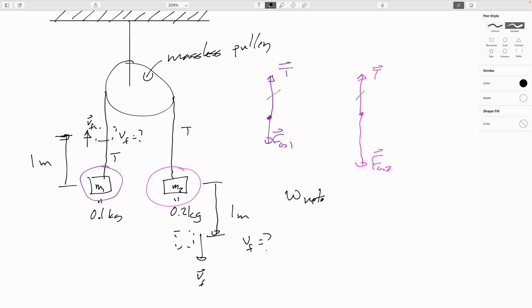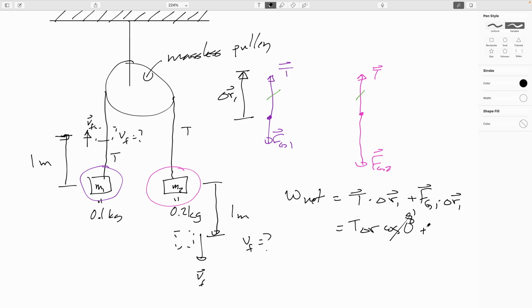So the net work being done on object number 1 is going to be the work done by tension plus the work done by gravity. Well, let's take a look at this. The displacement here is up. So this will be equal to the tension dotted with the displacement plus FG1 dotted with the displacement. Let's call this delta R1 just to be careful. Now, since they're parallel, this is T delta R. And I'm going to call it delta R now because the magnitude of this displacement will be the same as the other one, looking ahead, times the cosine of the angle between them. Well, T and delta R are both pointing straight up, so the angle between these two is 0. So the cosine of 0 is 1, plus FG1, the force of gravity, which will be M1G.